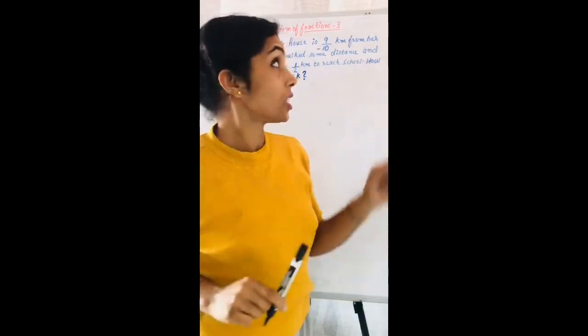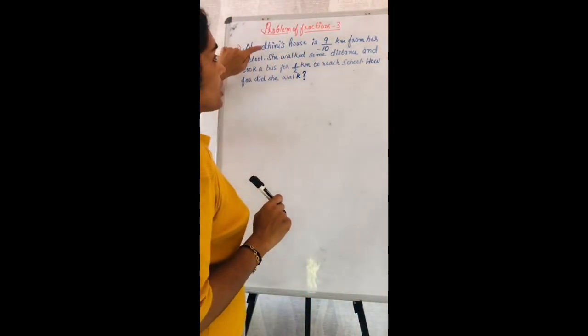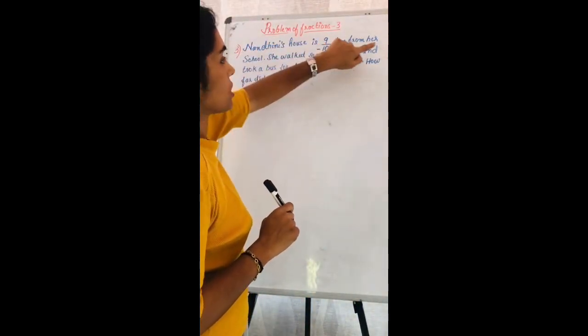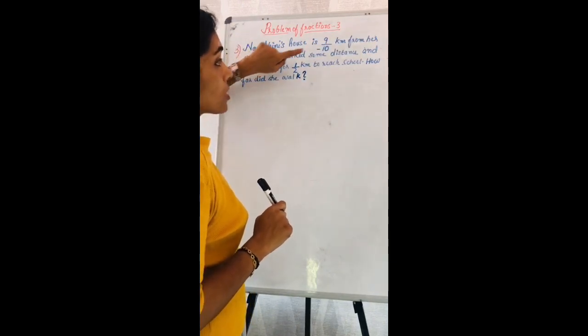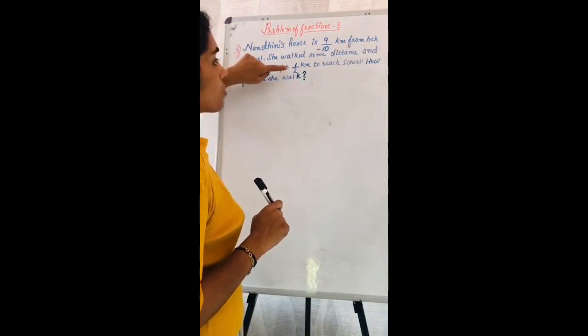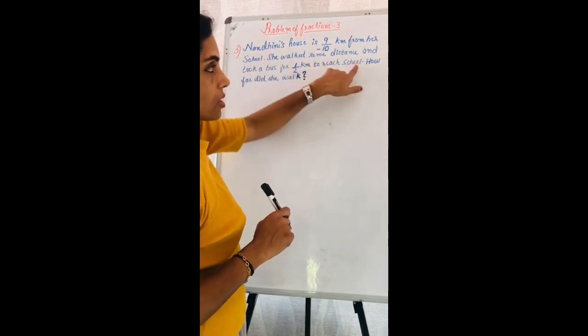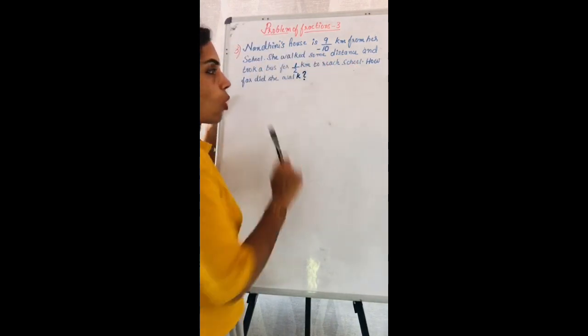Now let's solve our third problem of fraction. Nandini's house is 9 by 10 km from her school. She walked some distance and took a bus for half kilometer to reach school. How far did she walk?